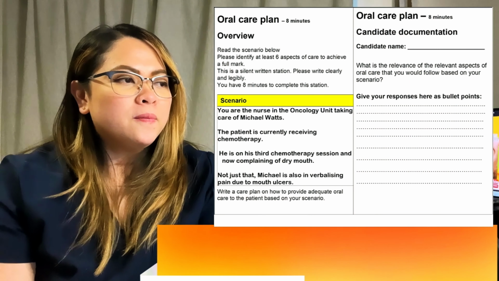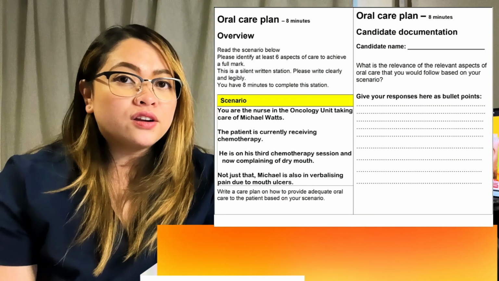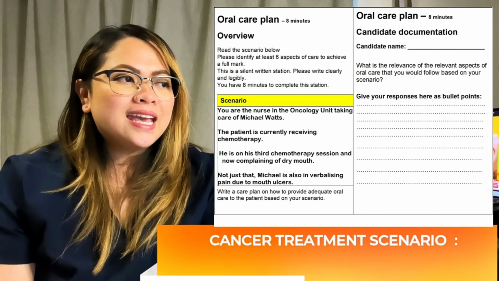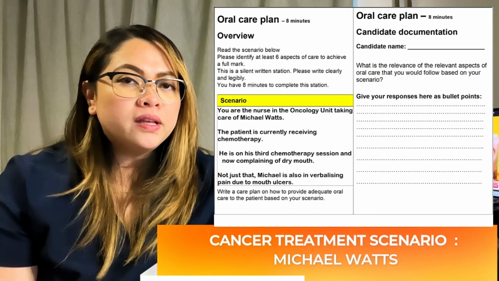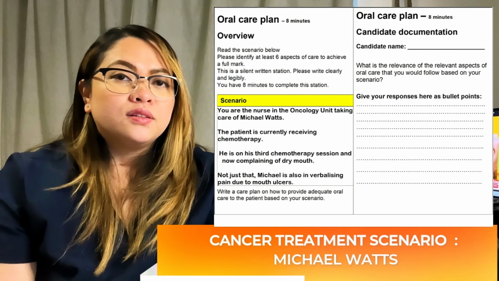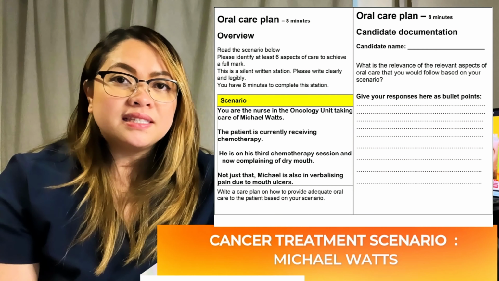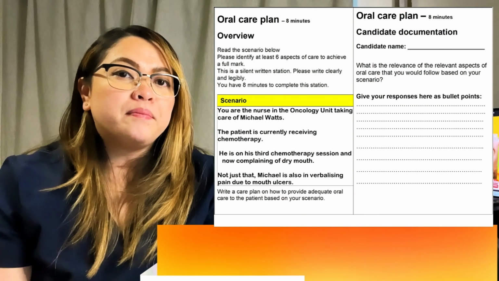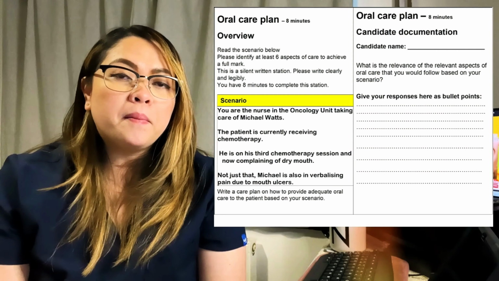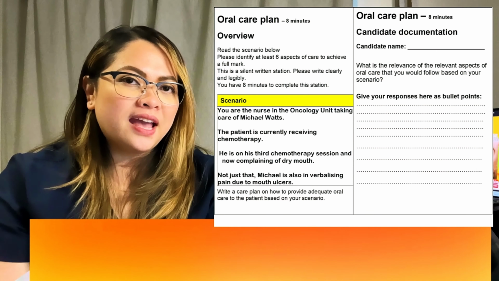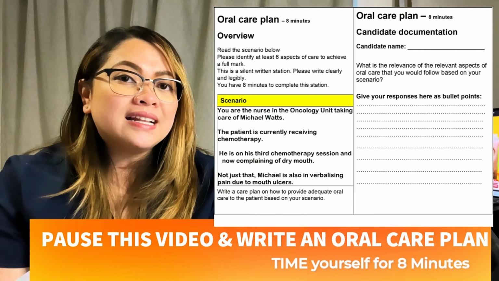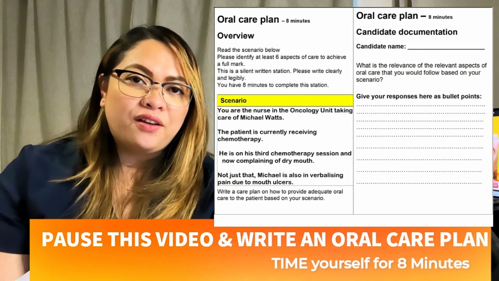Okay, now to the most awaited segment. We're gonna do a sample scenario and I'm gonna give you my answer to it. Okay, I'm gonna read the scenario now. We've got this patient. You are a nurse in the oncology unit taking care of Michael Watts, and at the moment the patient is receiving chemotherapy. The patient is now on the 3rd chemotherapy session and is already complaining of dry mouth. The patient is also complaining of painful mouth ulcers. I need you to write a care plan on how to provide adequate oral care to the patient based on the scenario that I have just mentioned.